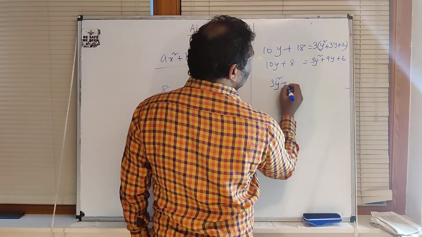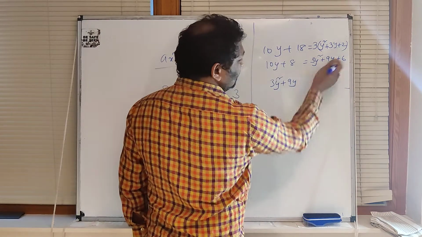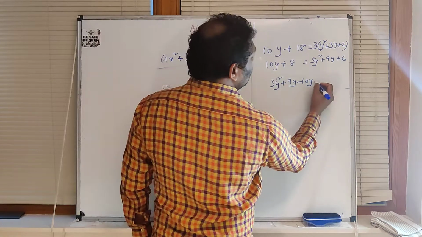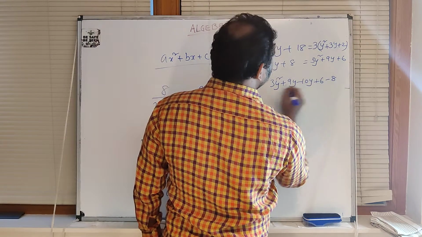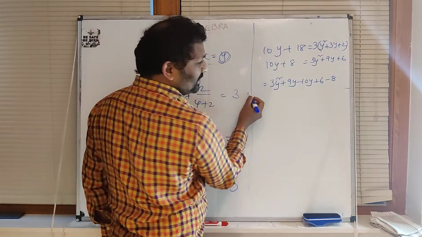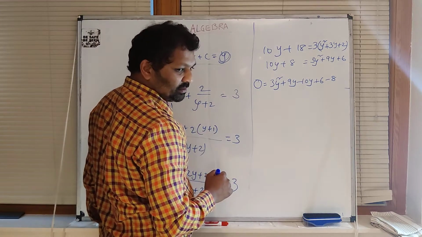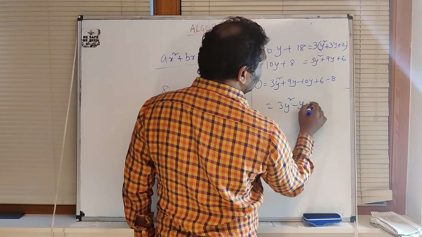3y square plus 9y, this becomes minus 10y if it goes to the other side. Plus 6 plus 8, if it goes to the other side, minus 8, is equal to, on this side, what is left here? 0. Very good. Are you able to follow? Okay. 3y square minus y minus 2.